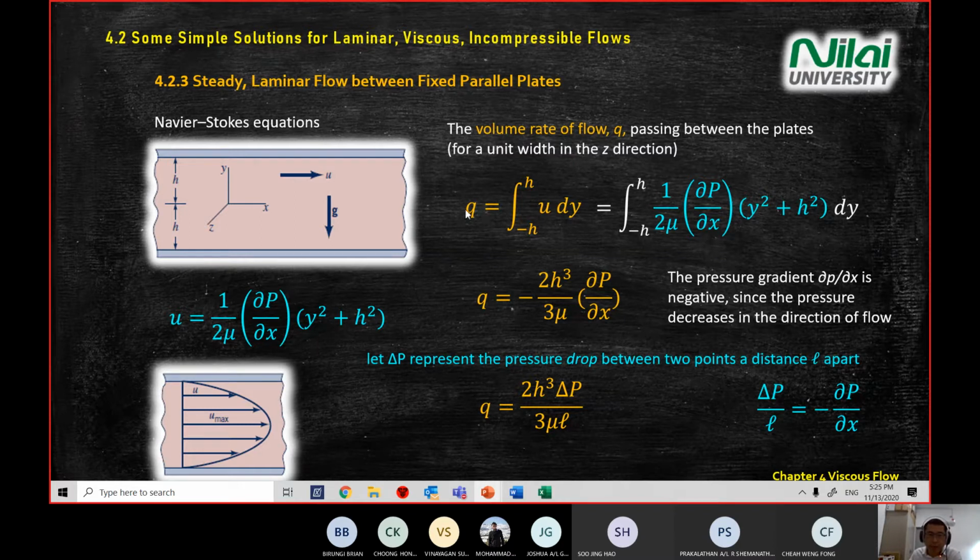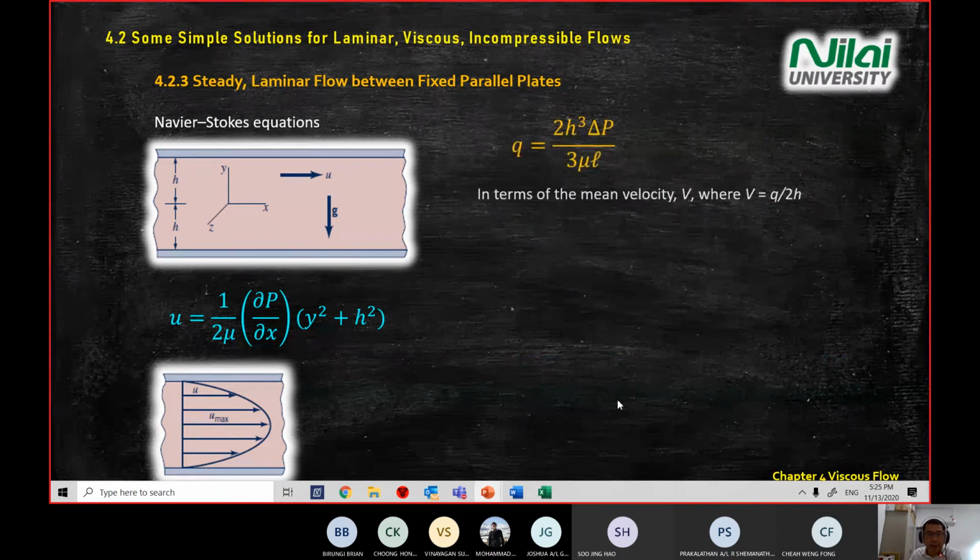And this q is a small q, not a big Q. Small q means that your volume flow rate is per unit width in the z direction. In the unit of width, right? Your unit for q will be m squared divided by s. So this is just a further derivation for your velocity.